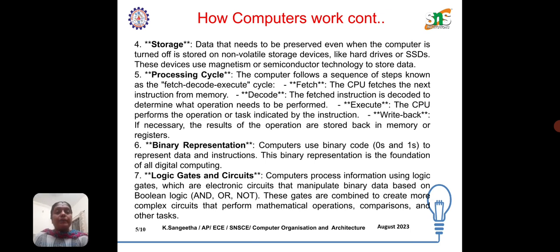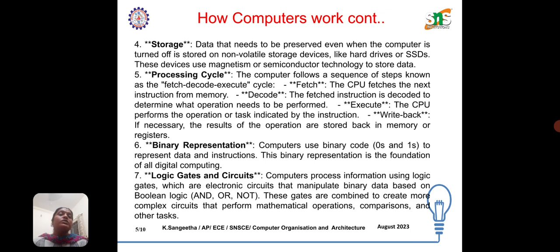Generally the memories are classified into two types, volatile and non-volatile memory. Volatile means if the system is switched off, all the data available in the system will be erased. And in non-volatile memory, the data will be retained even if the power is switched off.